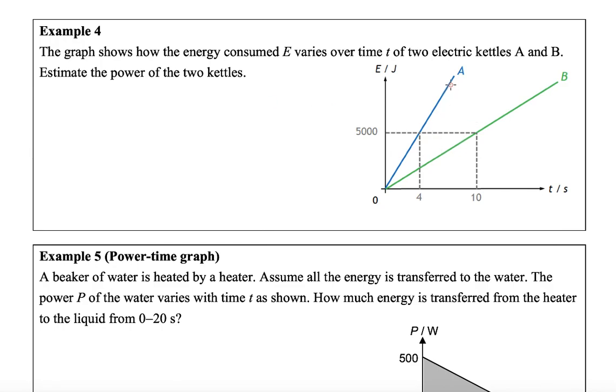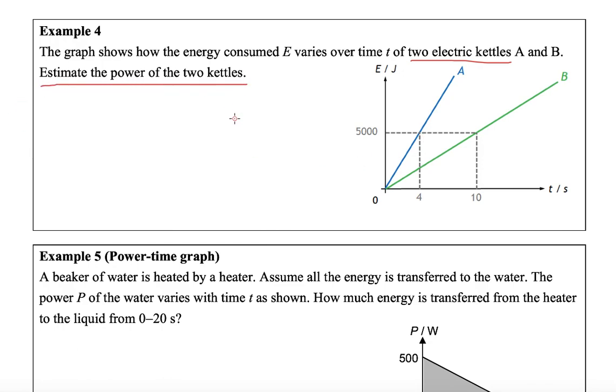And then the last example I would like to introduce is example 4. You can see that here there are two straight lines. The graph shows how the energy consumed, E, varies over time T of two electric kettles A and B, which means that this straight line is for A and this one is for B. And they provide you all the values, of course, and they need you to estimate the power.